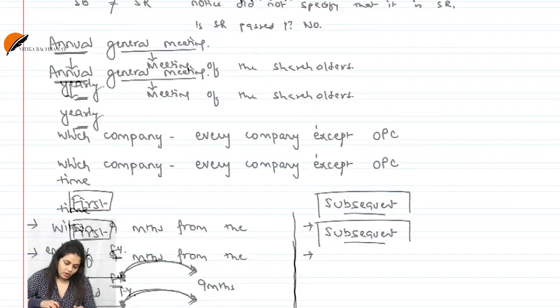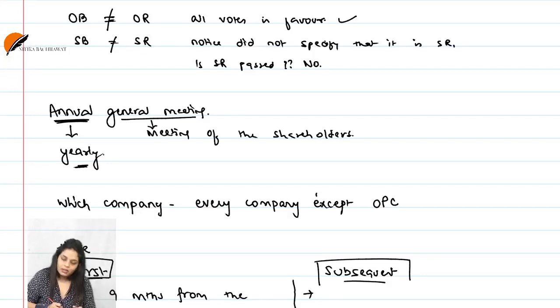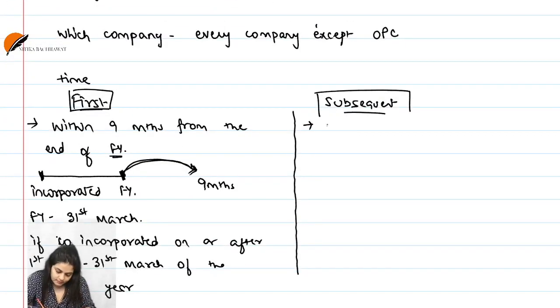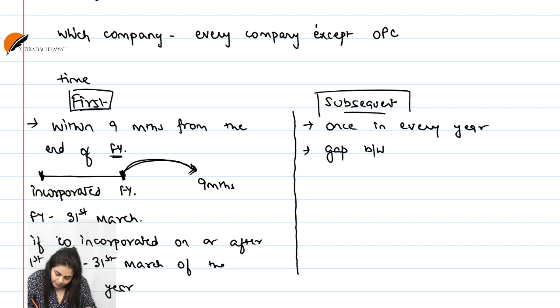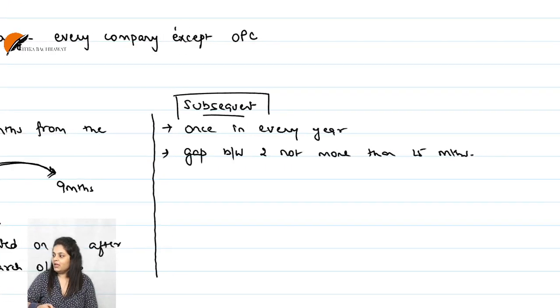See, it's what it says, annual, right? So once in every year, then gap between two, not more than 15 months. So, what does that mean? Don't worry, I'm going to explain everything.